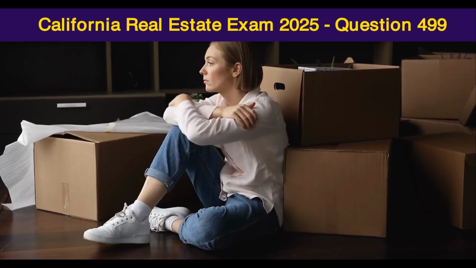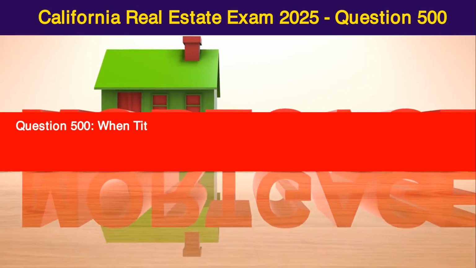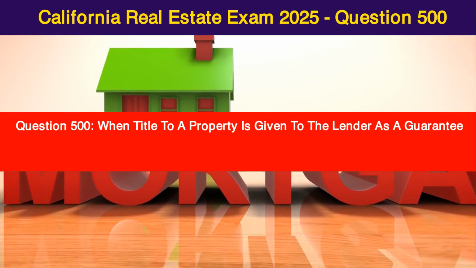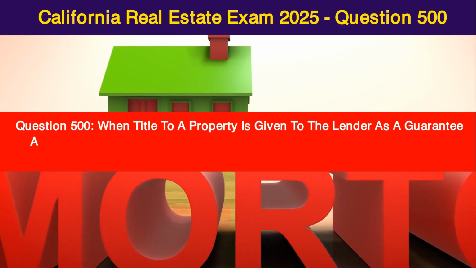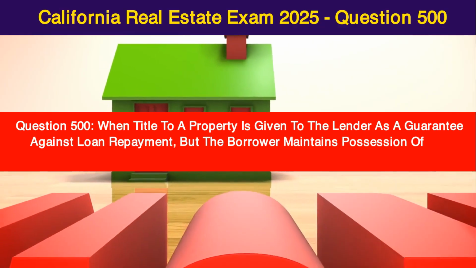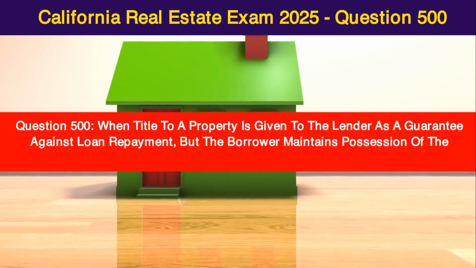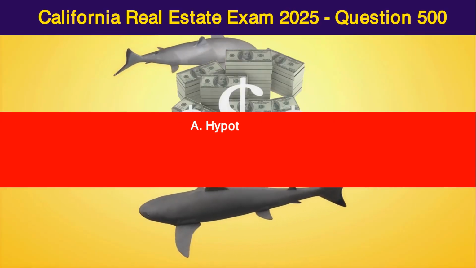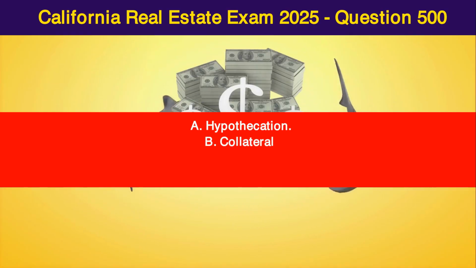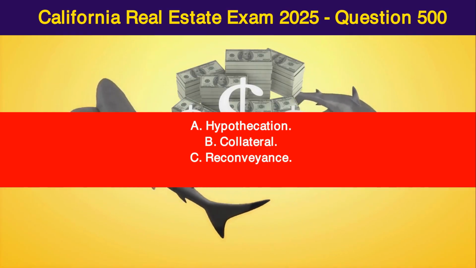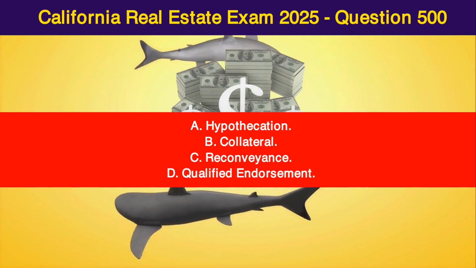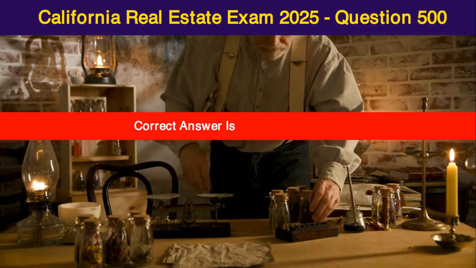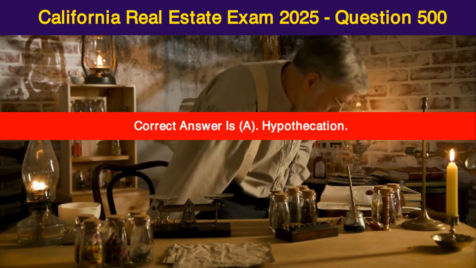Question 500. When title to a property is given to the lender as a guarantee against loan repayment, but the borrower maintains possession of the property, it is called A. Hypothecation, B. Collateral, C. Reconveyance, D. Qualified endorsement. Correct answer is A.